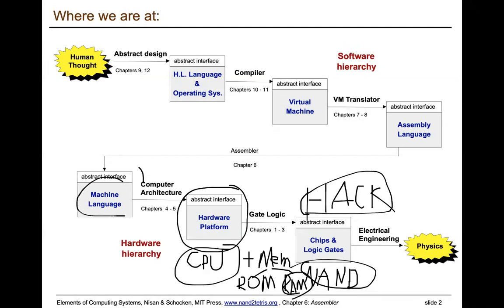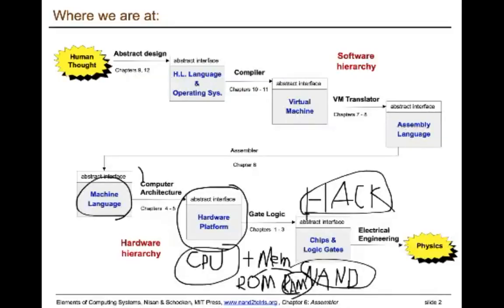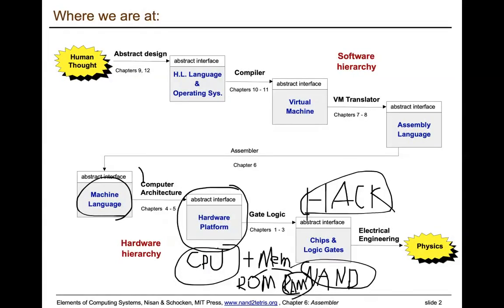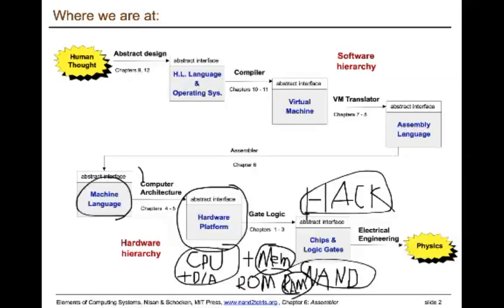Then we learned the machine language. The machine language tells the CPU how to do the execution and jump to fetch the next code. It also gives you the memory address or the data register. Together with the CPU, we have the D register and A register. Okay, so far so good.